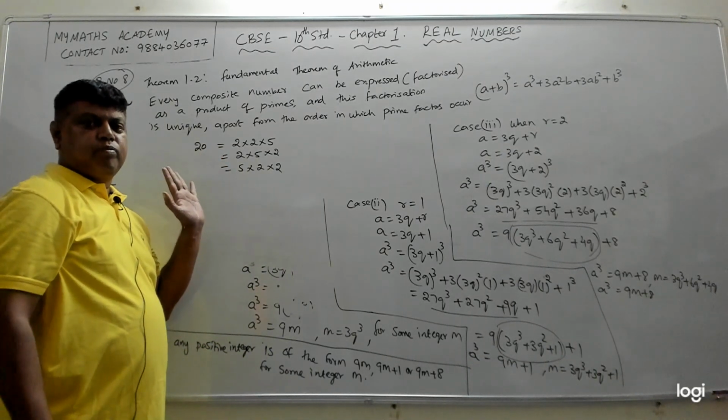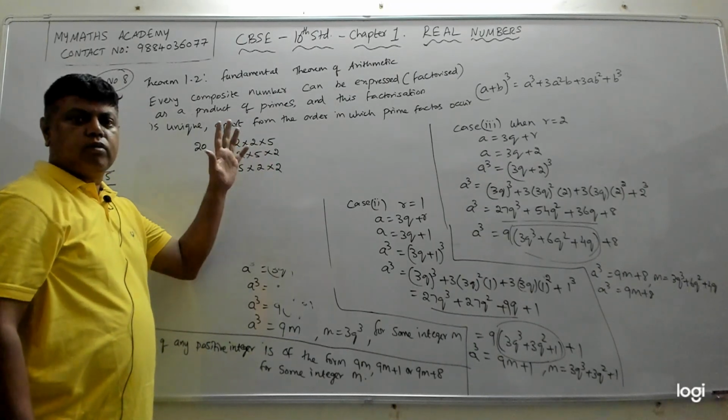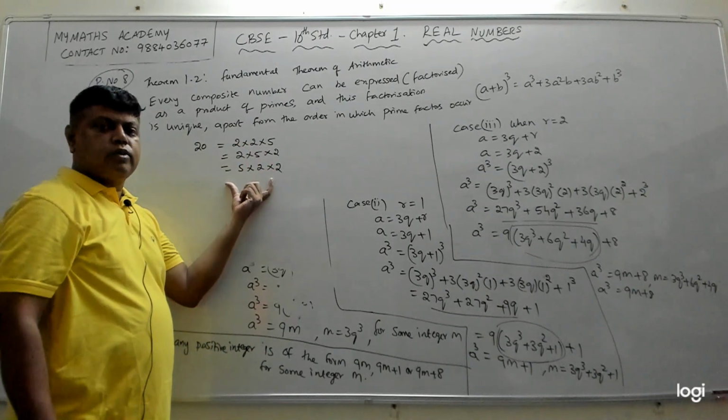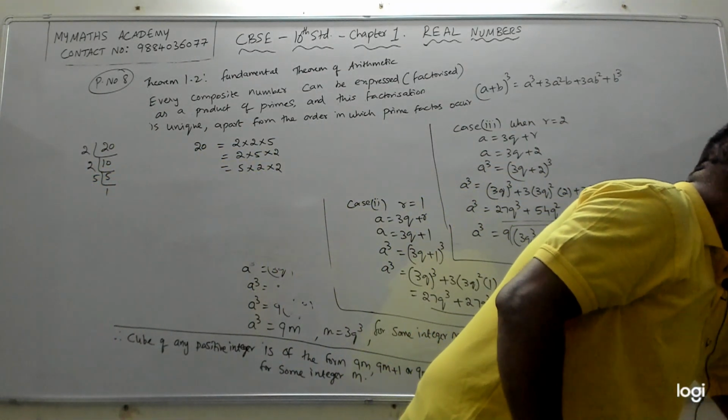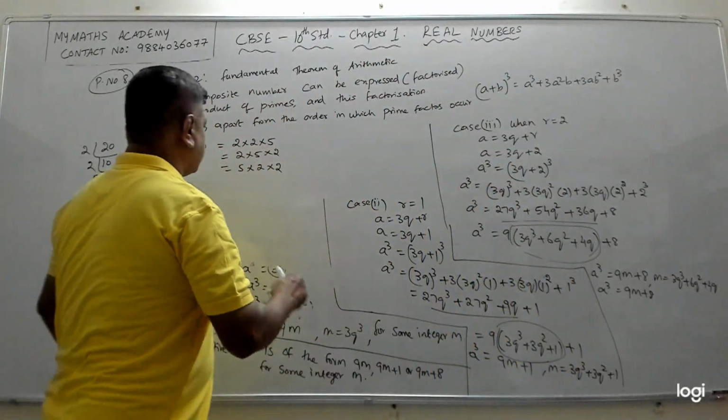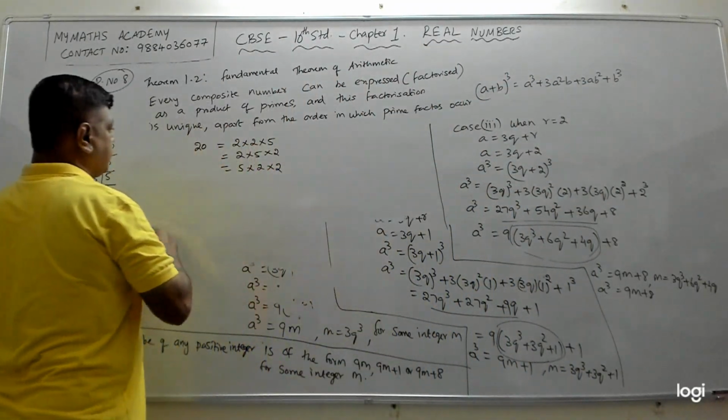That will not change. You cannot write this as 3 into something, or some other prime factors. Clear? So we will take one more example.